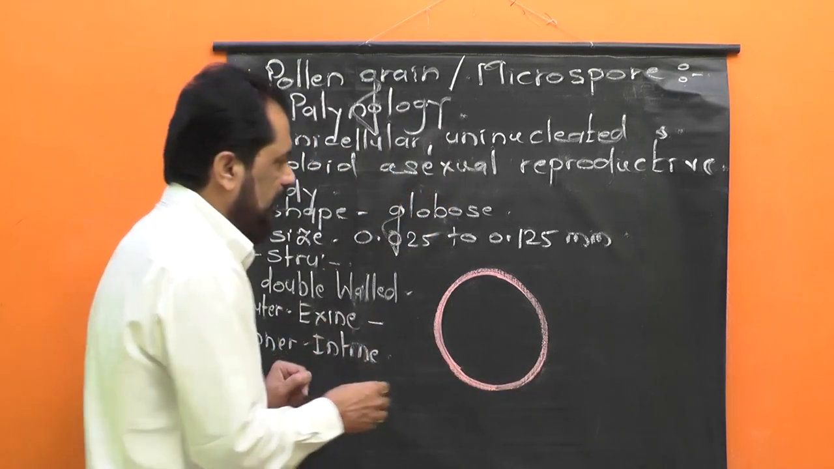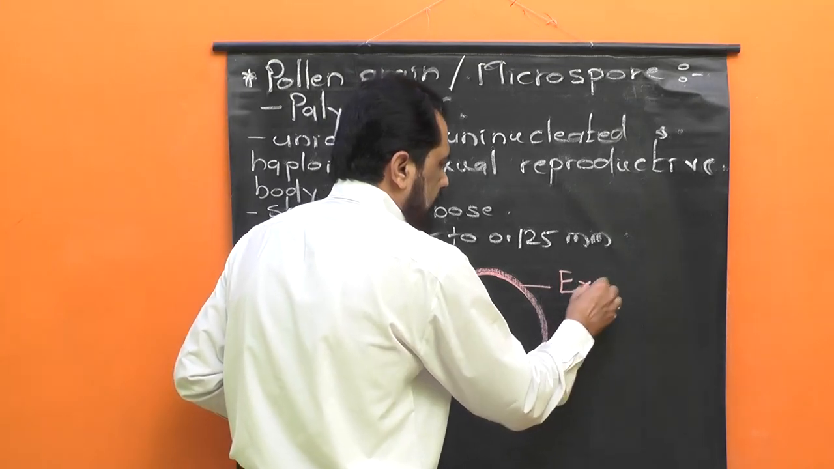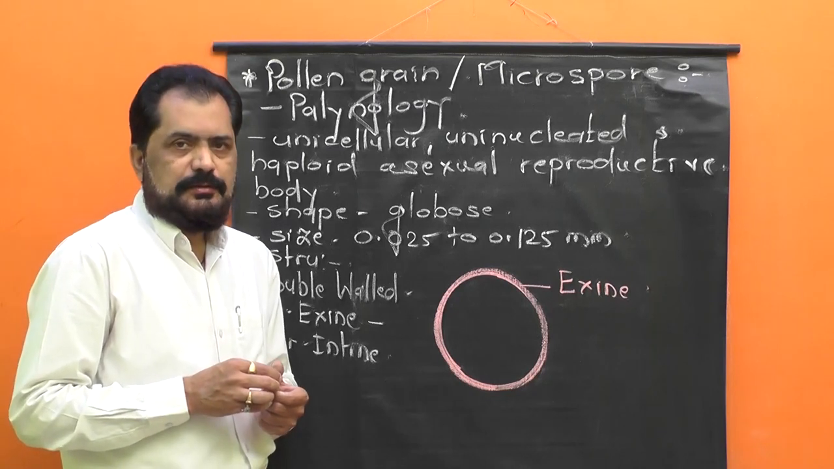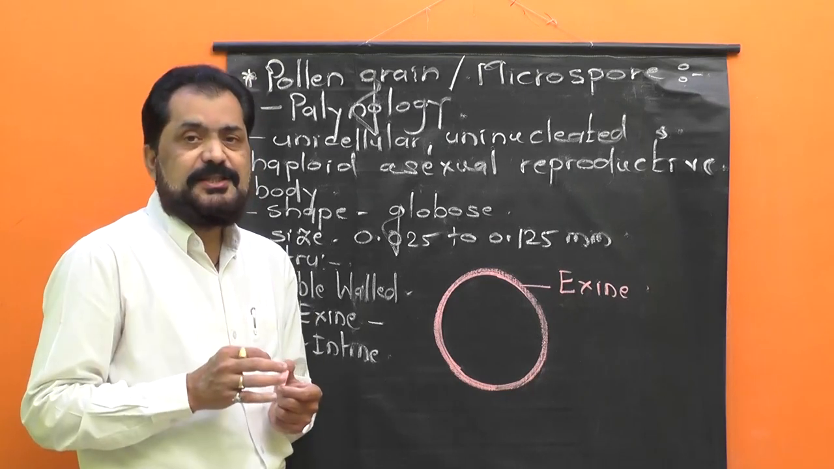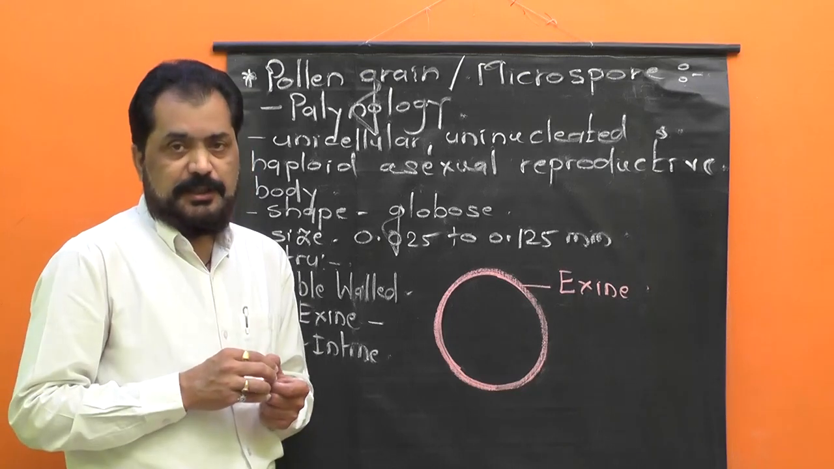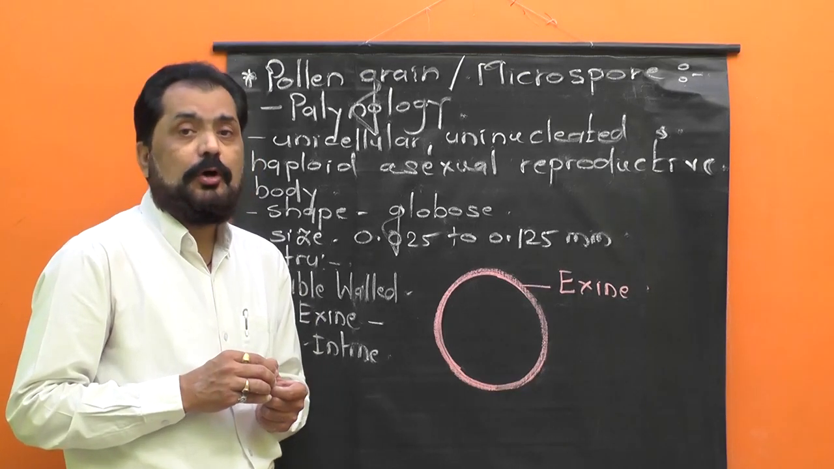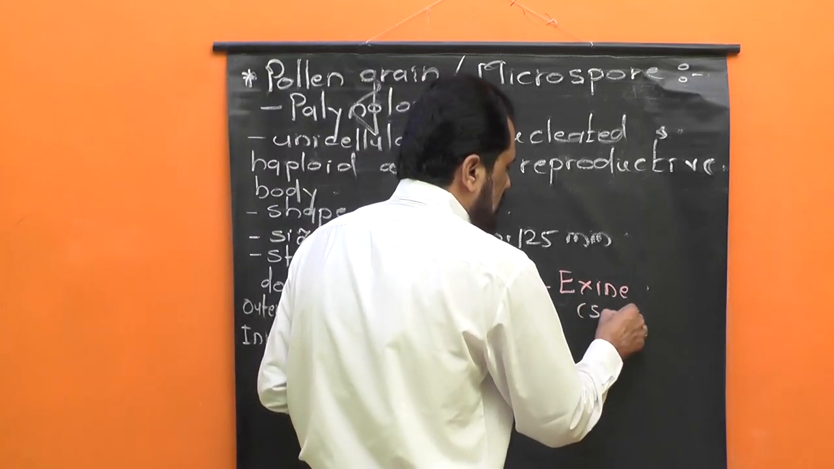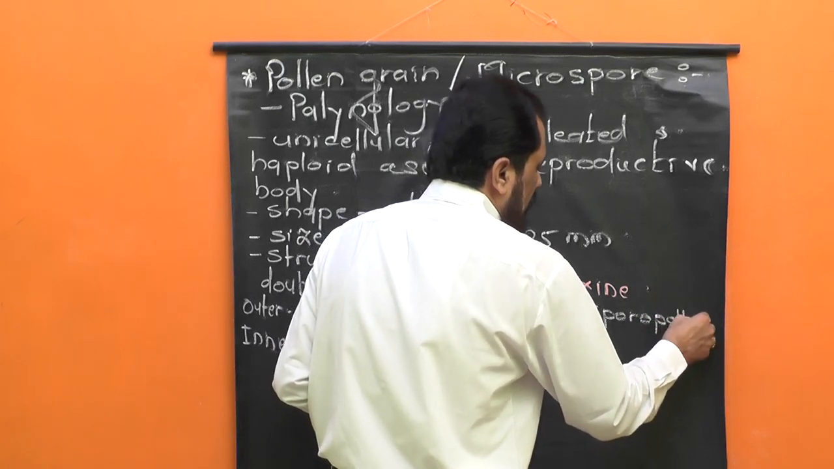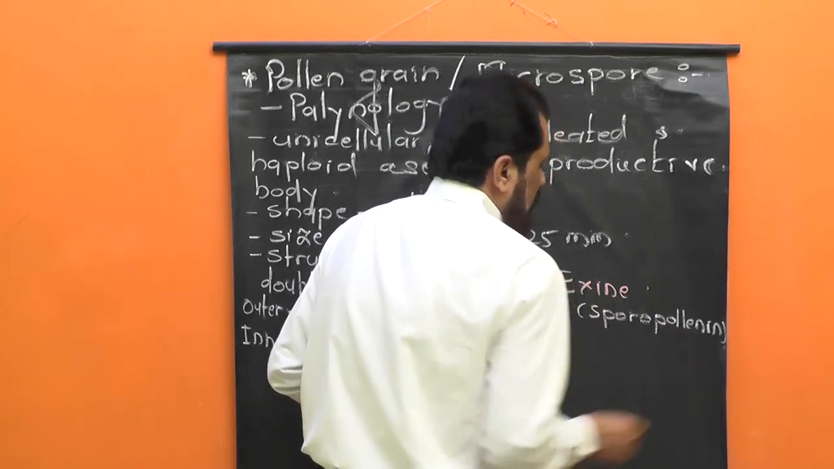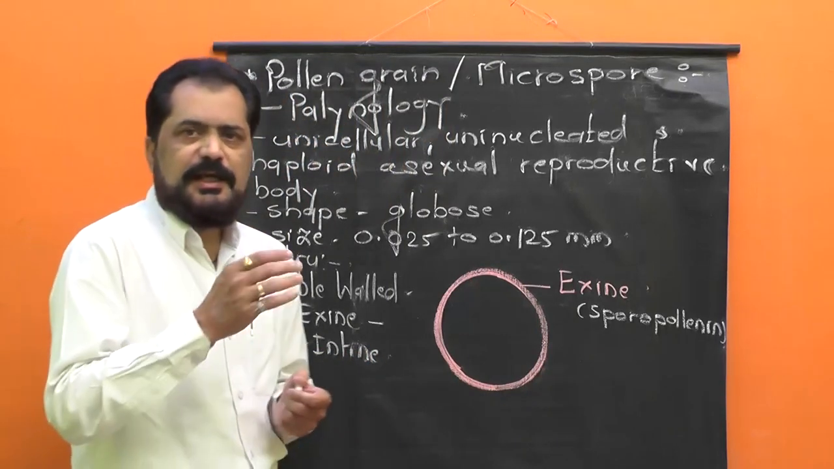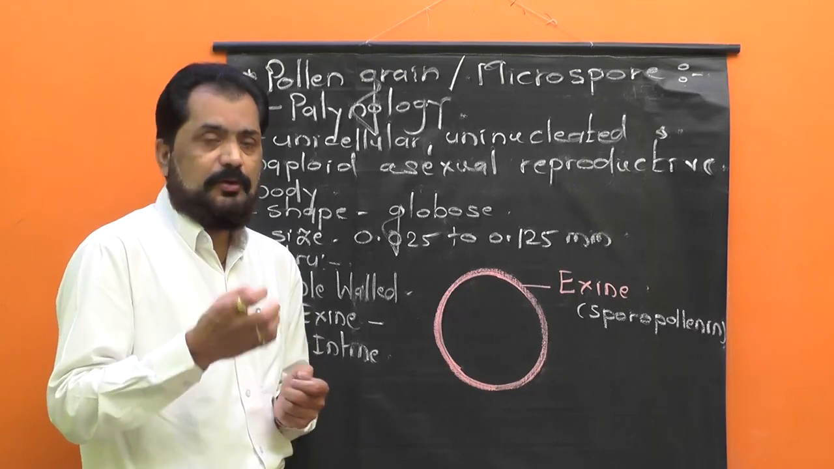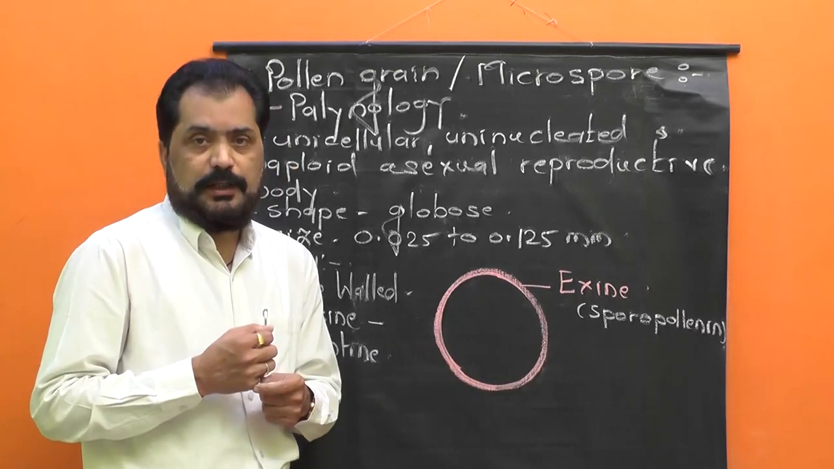Here I am going to show the exine. This exine is composed of the toughest biological material, the toughest organic material, namely sporopollenin. We have to remember this term, sporopollenin. Exine is composed of the toughest organic, toughest biological material, that is sporopollenin.